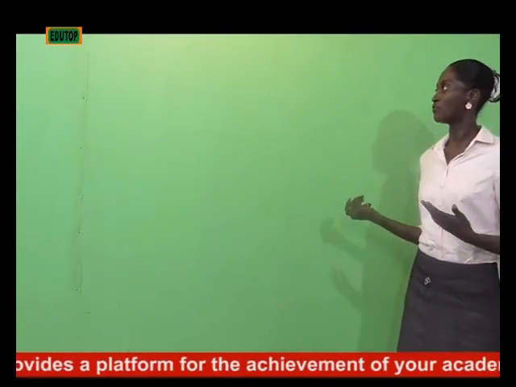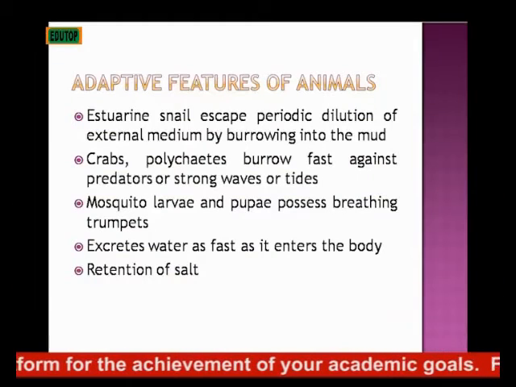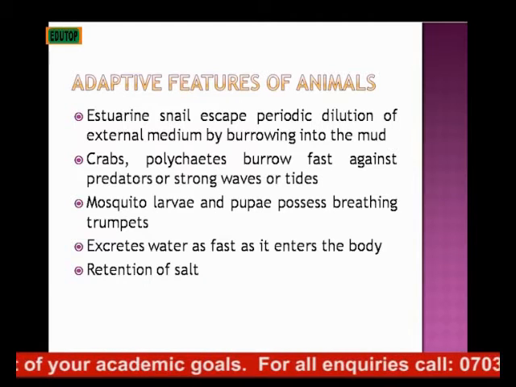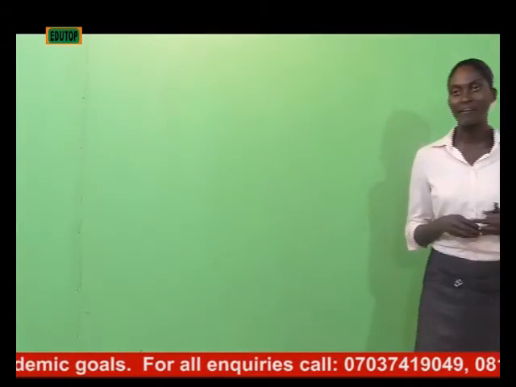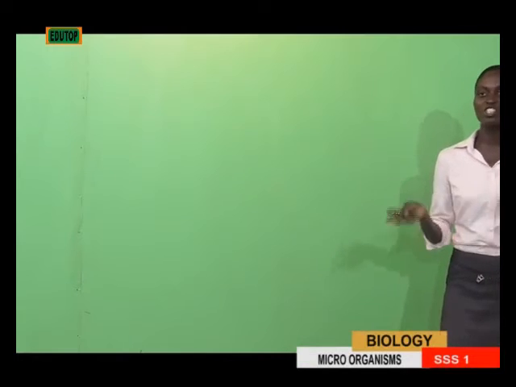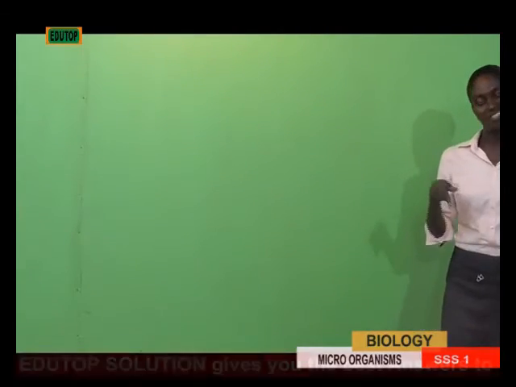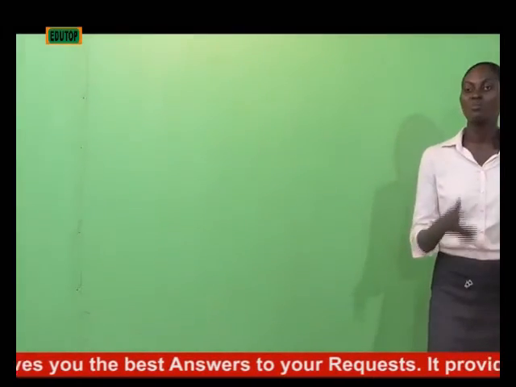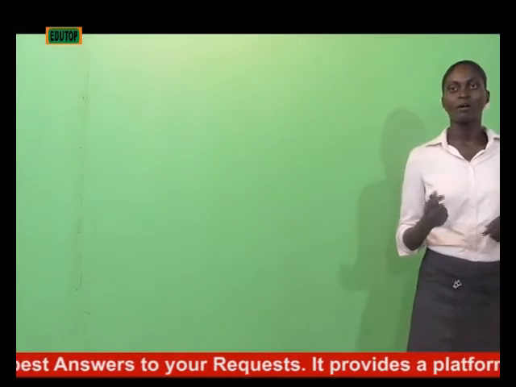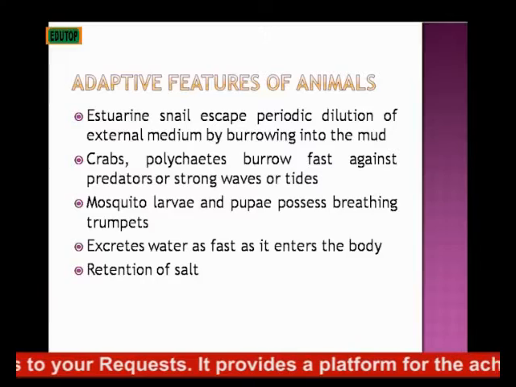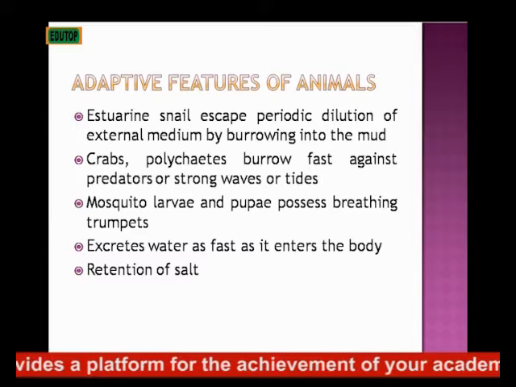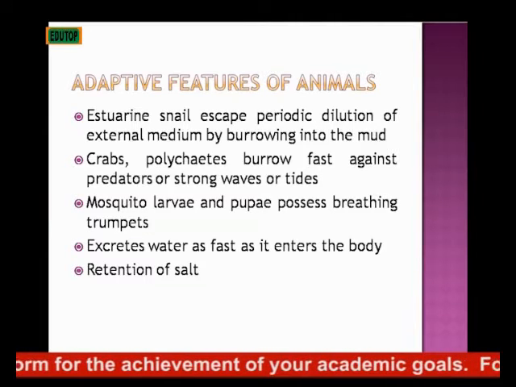Now we'll talk about the adaptive features of animals. Estuarine snails escape periodic dilution of the external medium by burrowing into the mud. I said that in the estuarine habitat, the salinity constantly changes. So when there is periodic change, the snails in this habitat burrow into the mud to prevent periodic dilution of the external medium. Also, crabs and polychaetes burrow fast into the soil against predators and strong waves or tides that may occur.